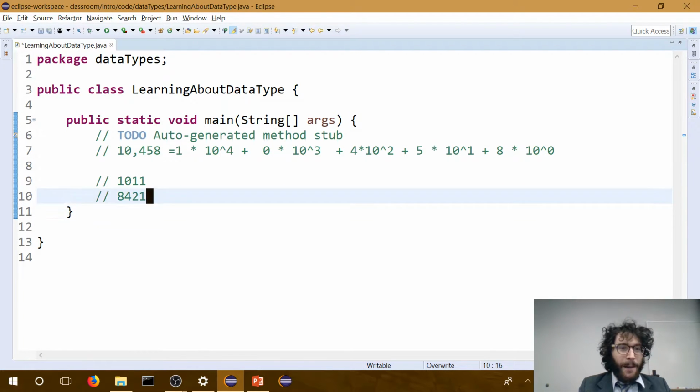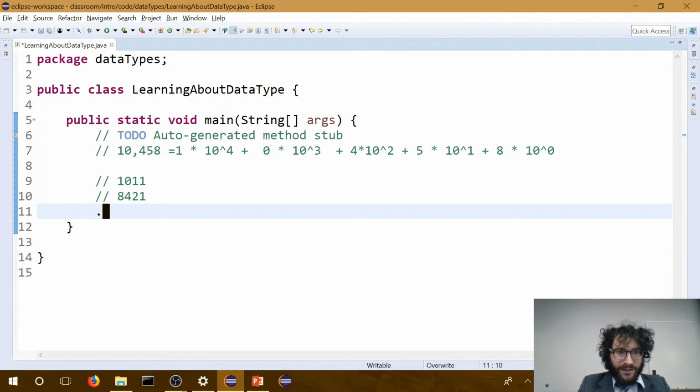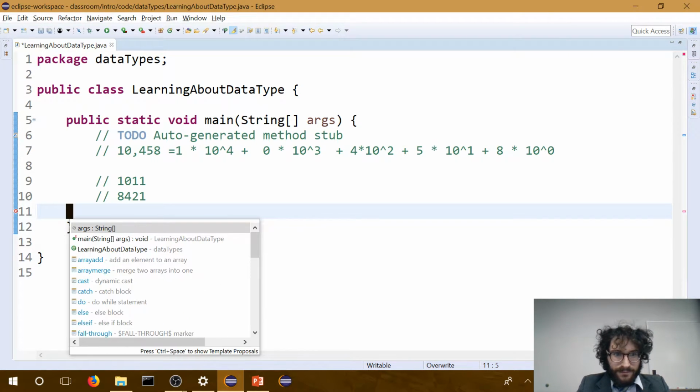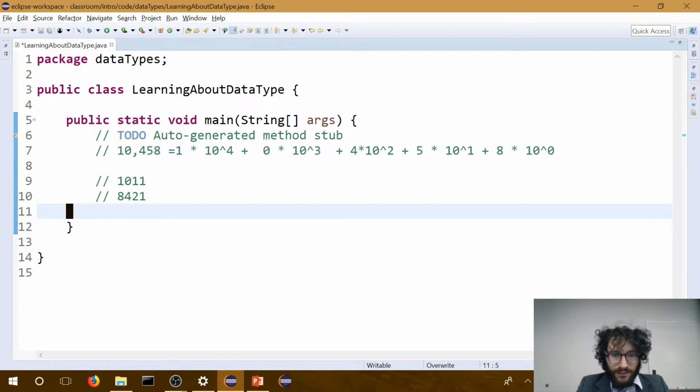So, here we go. 3, 2, 1, 0 in terms of what the power is. Okay, so we're dealing with powers of 2.